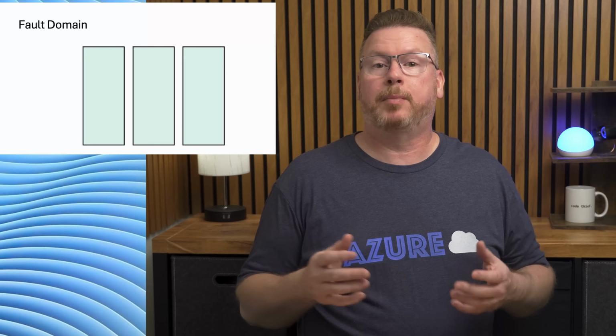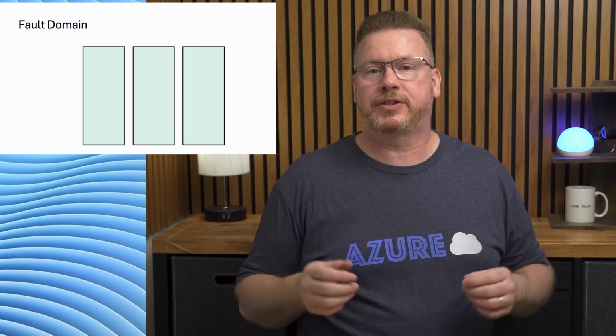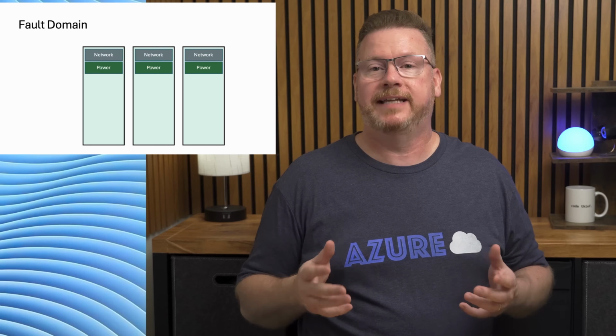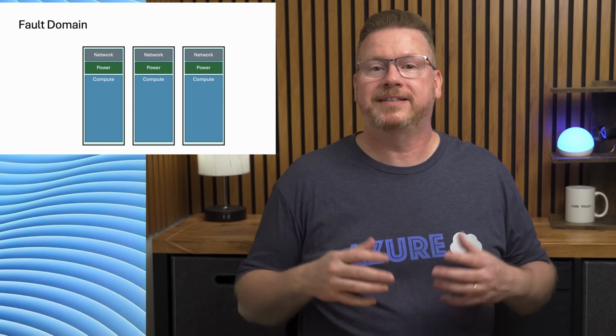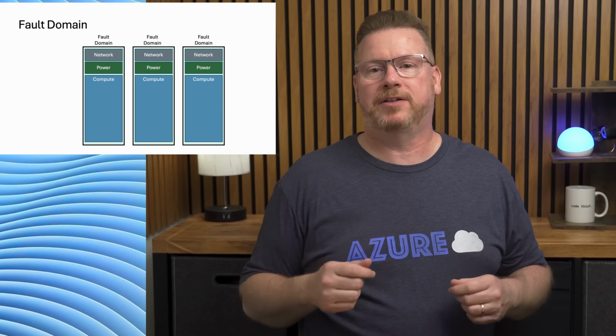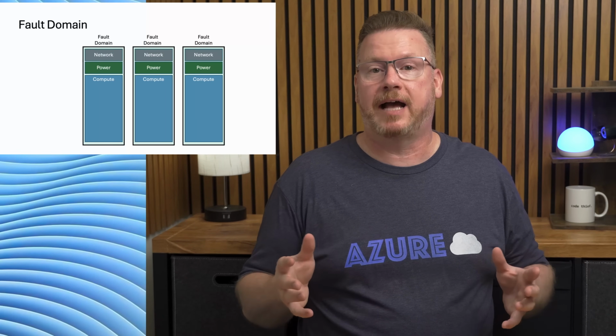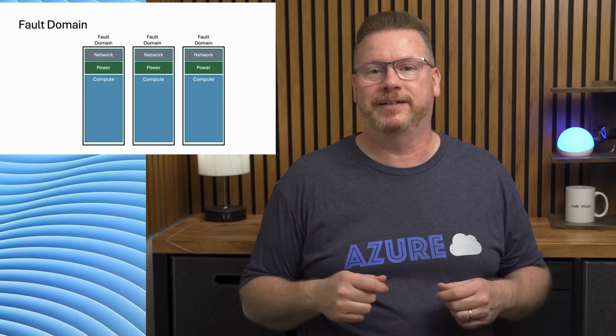Within a data center, there are multiple server racks. Imagine each server rack has its own power connection, network switch, and physical servers. If any one of these components fails, the entire rack fails. This is a fault domain. Fault domains share a common power source and network connection.